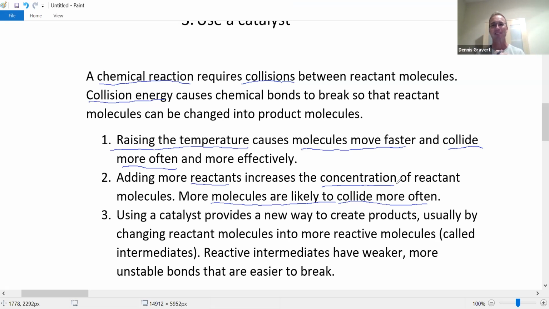A very weak cup of tea is not concentrated with all the flavor molecules found in tea. That's the idea. The chemist wants to know how many molecules per unit volume, and so we're going to measure that. I'll give you the equation for that in a second. But we also talked about a catalyst speeding up a reaction.